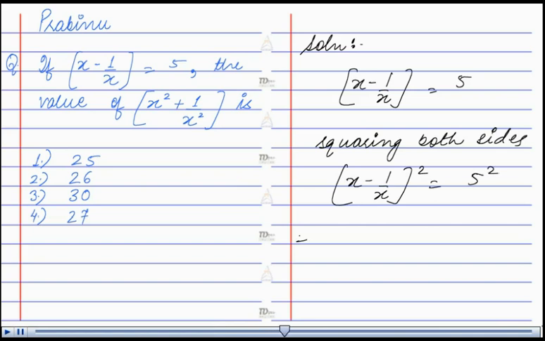This gives x square plus 1 by x square minus 2 into x into 1 upon x is equal to 25, or x square plus 1 upon x square is equal to 25 plus 2. Therefore, x square plus 1 upon x square is equal to 27. So the answer is option number 4.